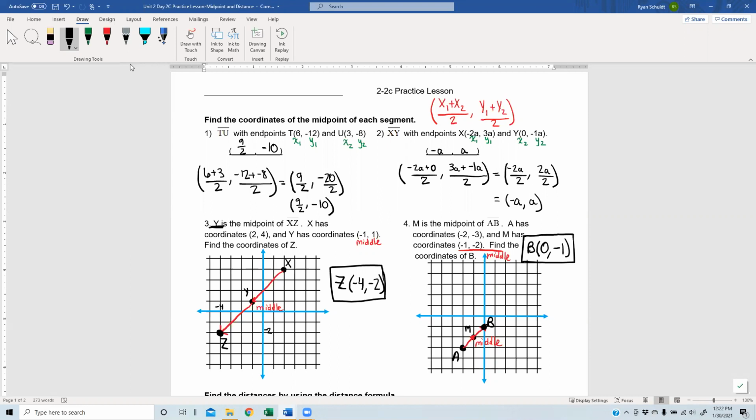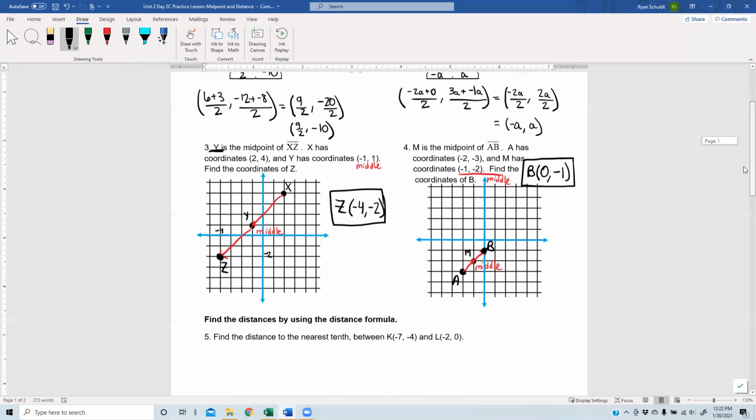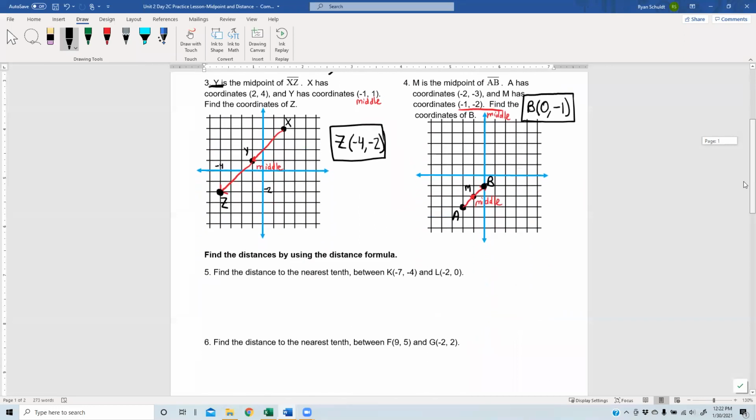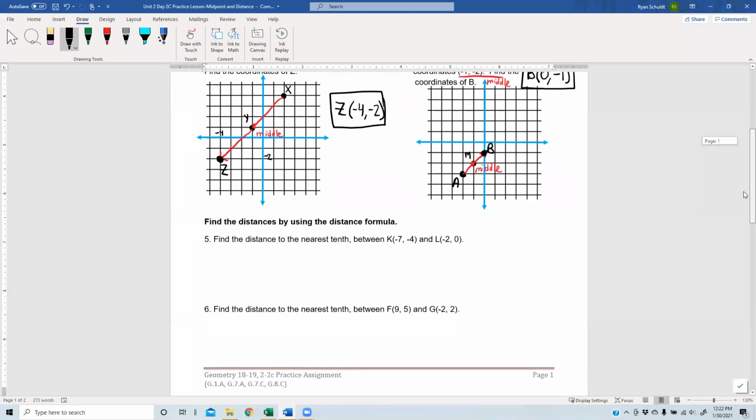So that's what I recommend. Plot the 2 points, label your middle, and that one's got to be the one that's in the middle, because it's the midpoint. Okay. Let's look at the next one.